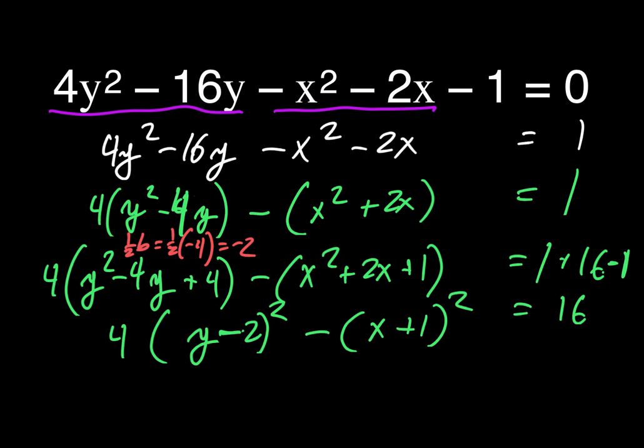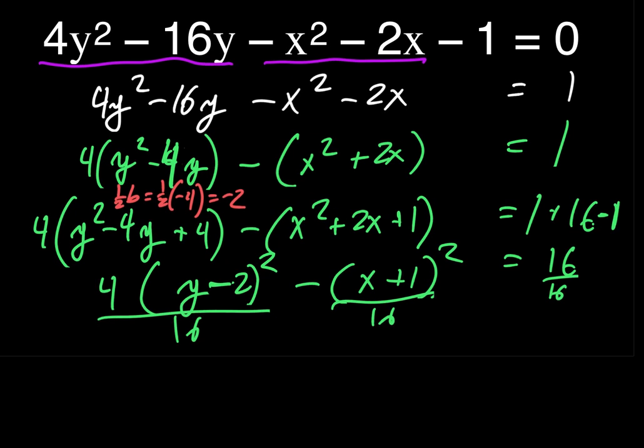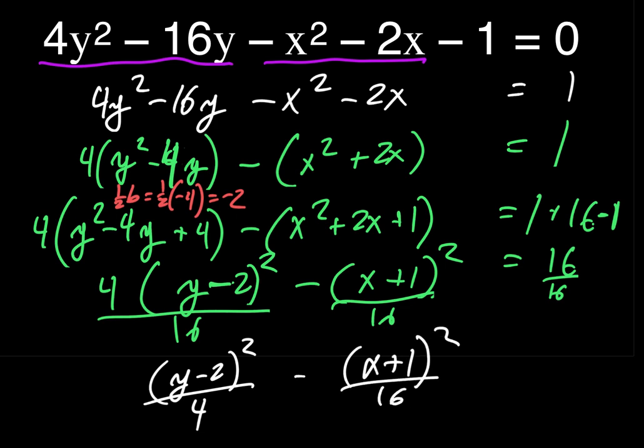I need to equal 1, so I divide by 16, divide by 16, divide by 16, for a final answer of y minus 2 squared over 4, reduce the 16 and the 4, minus x plus 1 squared over 16 equals 1. It's a hyperbola because it's subtraction in between. The center is at negative 1 comma 2.